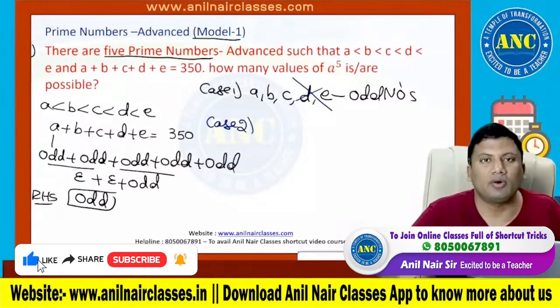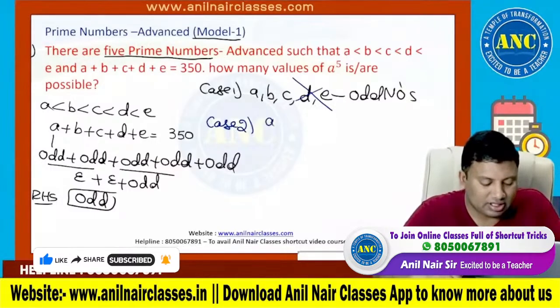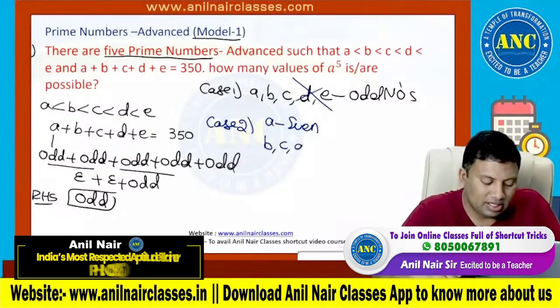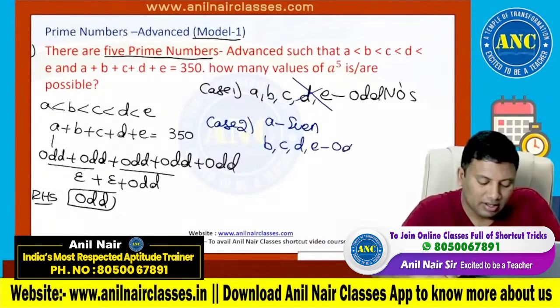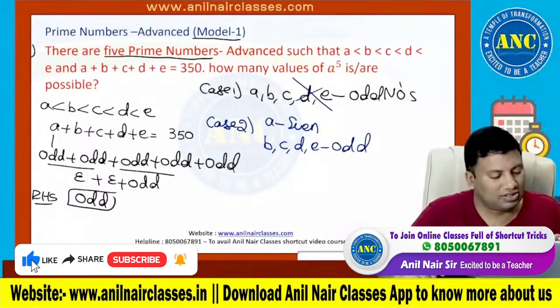You cannot have more than one even number in the set of prime numbers. So the next case is, and the lowest prime number is 2. So A is even, B, C, D, E are odd. Why only A should be even? Because the lowest prime number which is even is 2.